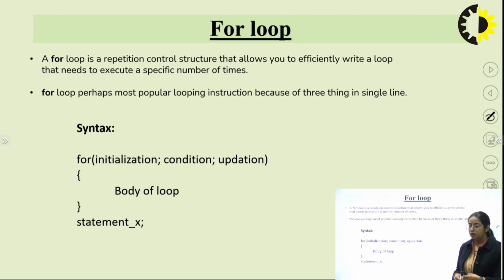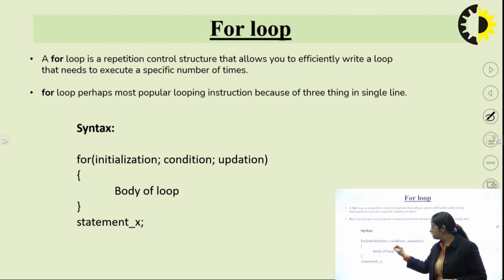Means we are doing the same work, but with different types of methods. Similarly, we have three types of loop. The work they are doing is the same, but they do it with different methods. So similarly, what does the for loop do?